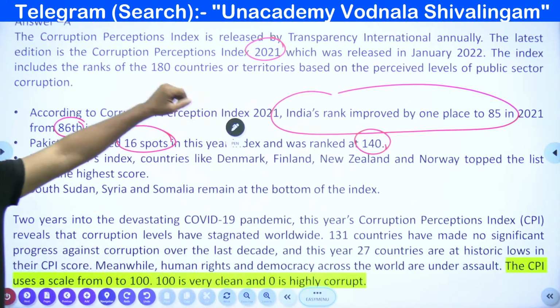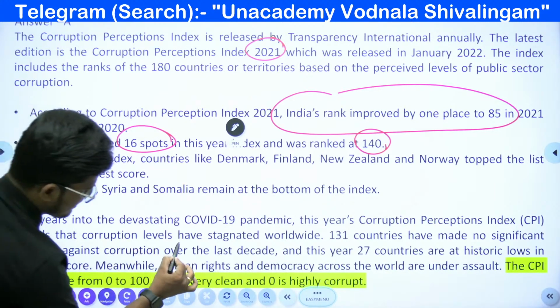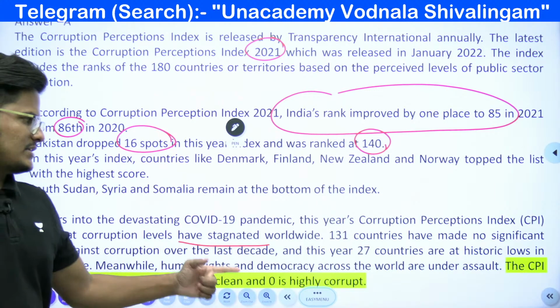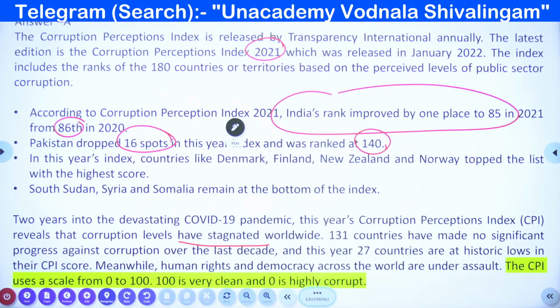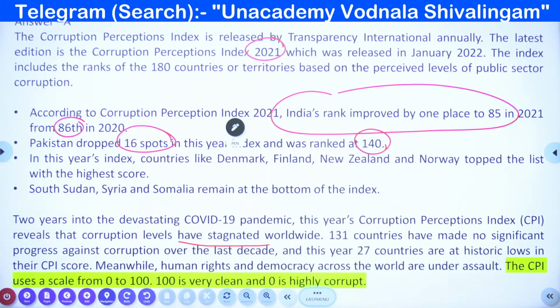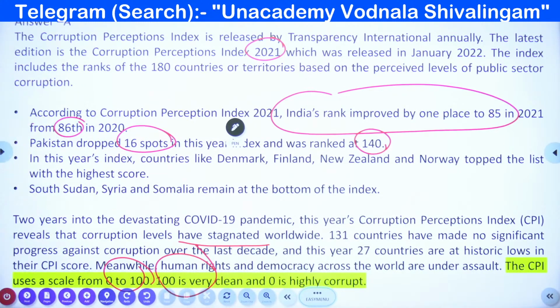Two years into the COVID pandemic, this Corruption Perception Index reveals that corruption levels have stagnated worldwide, meaning almost constant. 131 countries have made no significant progress against corruption and 27 countries are at historic lows. Meanwhile, human rights and democracy across the world are under assault. The CPI uses a scale from 0 to 100, where 100 is very clean and 0 is highly corrupt. So we are at 85.